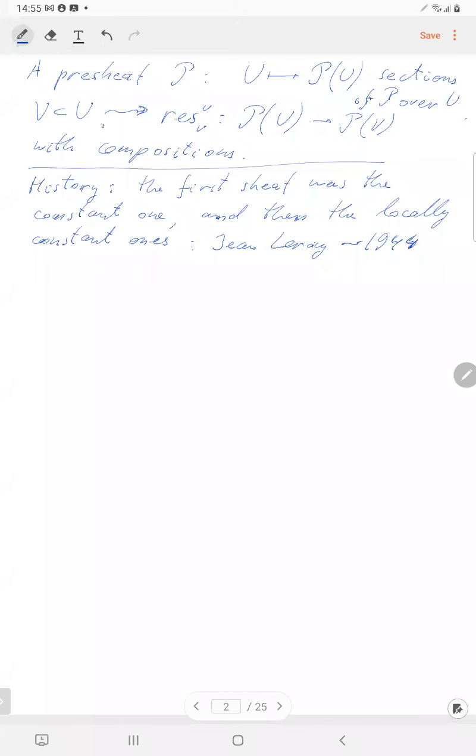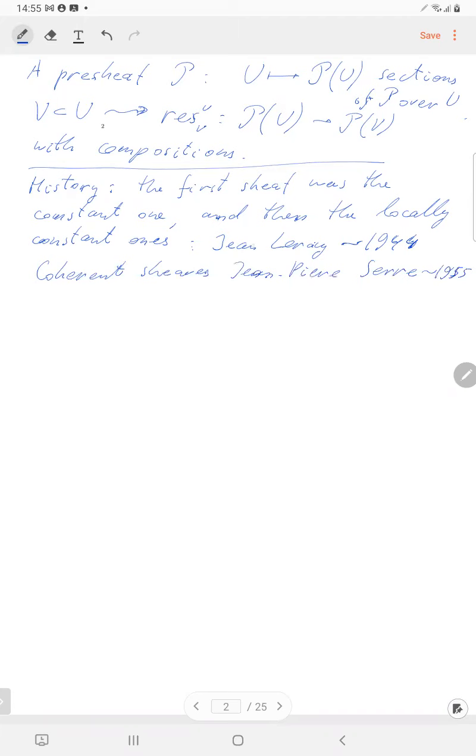So they appeared only, well, maybe let me say that coherent sheaves appeared in 10 years. So they were due to Jean-Pierre Serre, around 1955. And we will study those.